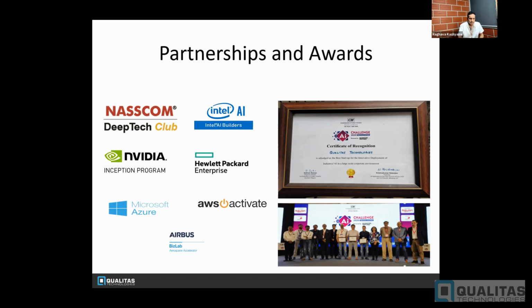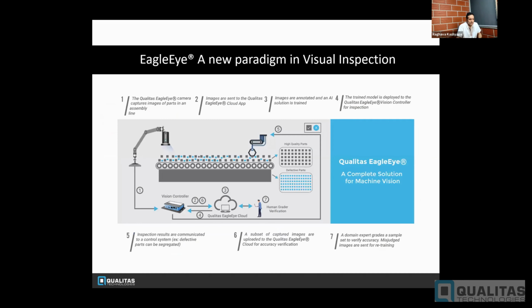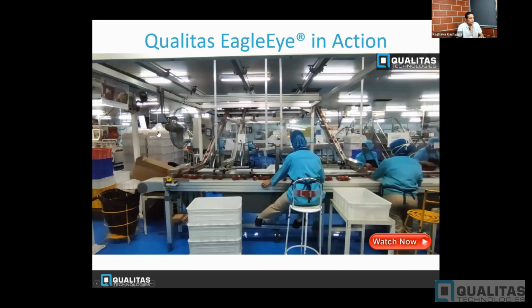And we won that because of a product called EagleEye. The EagleEye is a new paradigm for visual inspection. It makes using AI-based machine vision very, very simple and very integrator friendly. You don't need complex training investments to start using machine vision with AI systems, right? It's a 7-step process. You have the camera. It's an end-to-end system. So let me show this in action, right?